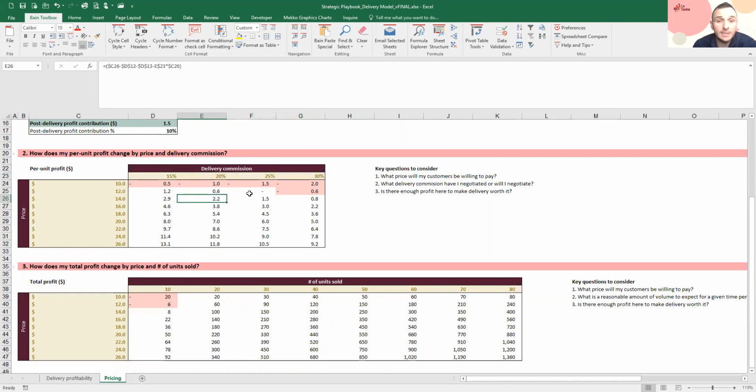So in this case, let's take an example. This 4.5 per unit profit is what you will be earning if you have a 25% commission and an $18 price, assuming all of the other assumptions remain.